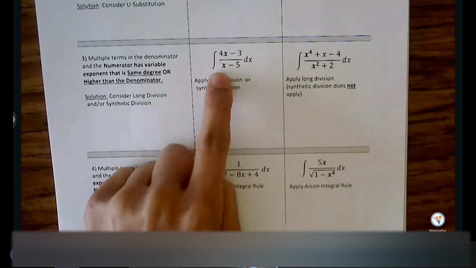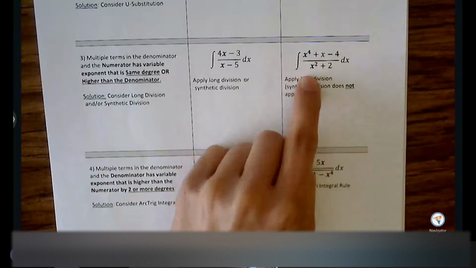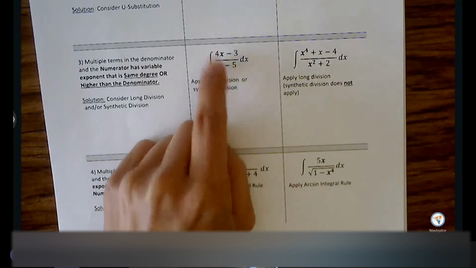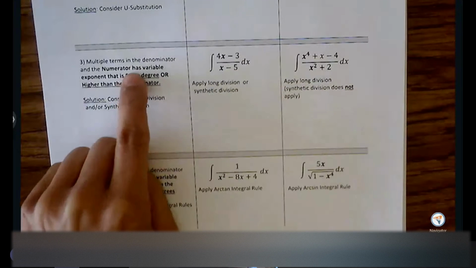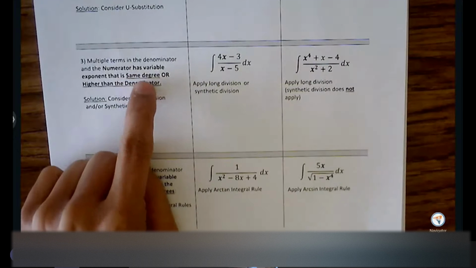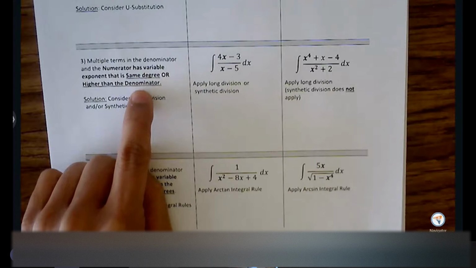So we're able to go through synthetic here. We're able to go through long division here. Long division here works as well. But that's what we're looking for, right? Your numerator has a variable exponent that is the same degree, if not higher, than the denominator.